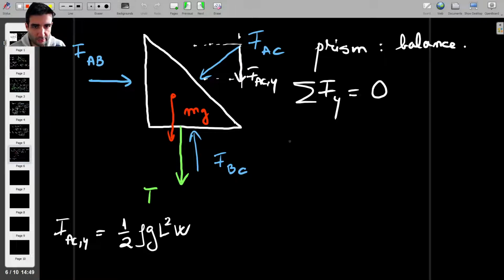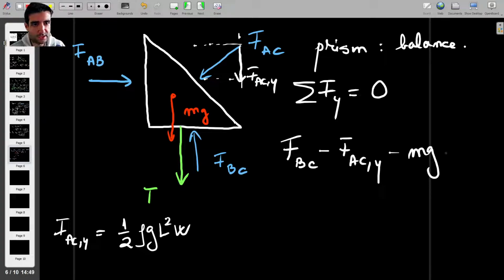So this is what we have. We have FBC, which is acting upwards. Then we have minus FACY, which is acting downwards. Then we have minus the weight, which is also acting downwards. And then we have minus the tension, which is also acting downwards. And the whole thing is going to be equal to 0.